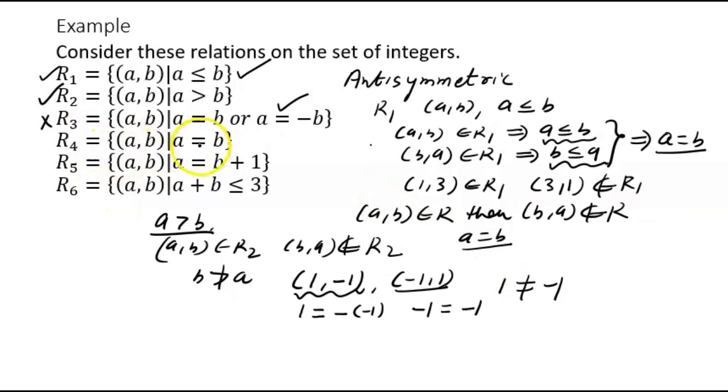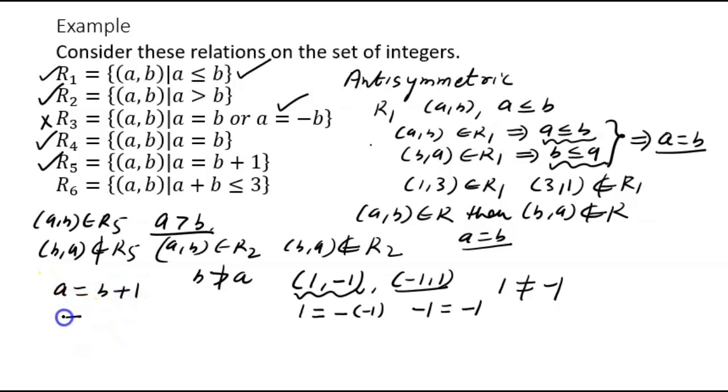Similarly, R4 is clearly antisymmetric because if (A, B) is there, then of course it may be present in the antisymmetric relation because A and B are equal. So R4 is antisymmetric. What is R5? R5 is also antisymmetric because if A is equal to B plus 1, so whenever (A, B) is in R5, then (B, A) can't be in R5. I hope you get it. Why? Because if A is equal to B plus 1, then certainly B can't be equal to A plus 1. So that is why it is antisymmetric.